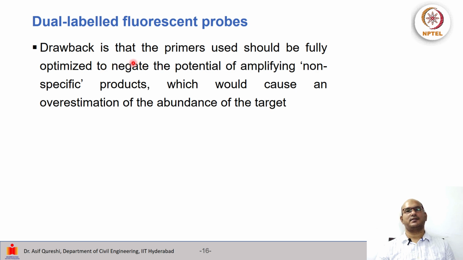The drawback is that the primers should be fully optimized so that there is no chance of amplifying the non-specific product, because then that would lead to an overestimation of the abundance of target. Because if the primer starts amplifying the non-specific product, that may also give fluorescence, and since our idea is that fluorescence is proportional to the abundance, we are overestimating the abundance.